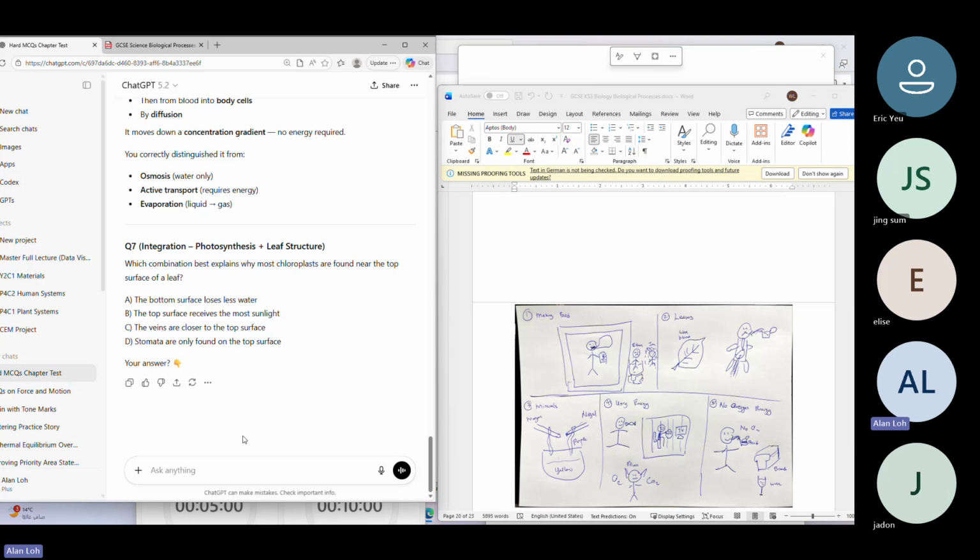Elise, want to try? Okay, let's try. Is it drawer 2? Yes. And the top surface receives the most sunlight, B. Okay. Elise, you learn very fast. You did not attend the first session.